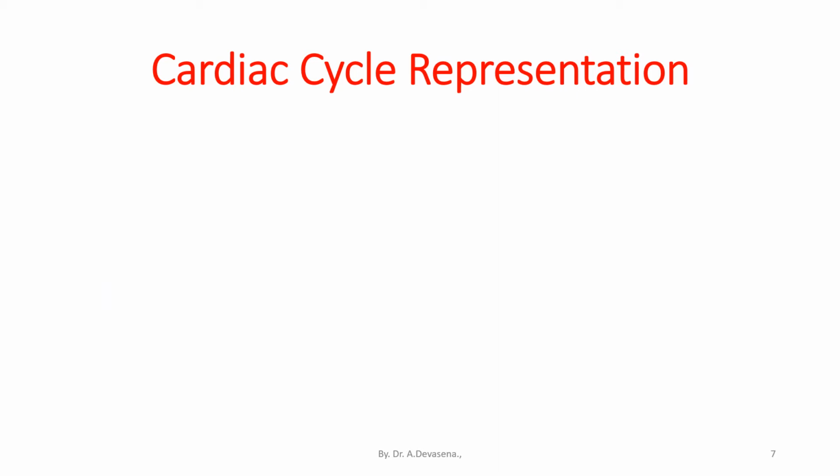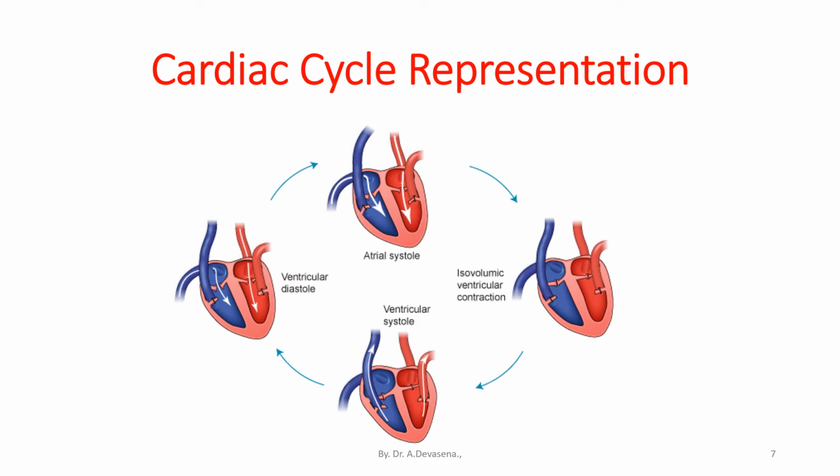Cardiac cycle representation is shown below. Here is a representation of the cardiac cycle. The cardiac cycle starts from atrial systole, followed by isovolumic ventricular contraction. After isovolumic ventricular contraction, we have ventricular systole. The ventricular systole is followed by ventricular diastole. As soon as the ventricular diastole completes, once again the atrial systole happens. That is, this cardiac cycle repeats.